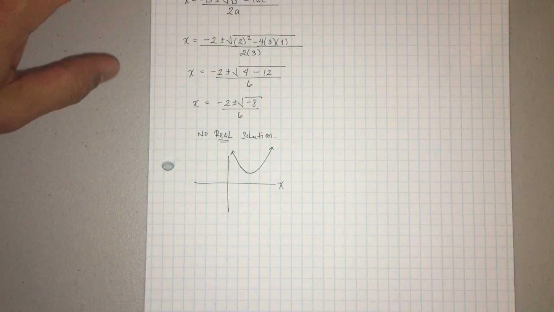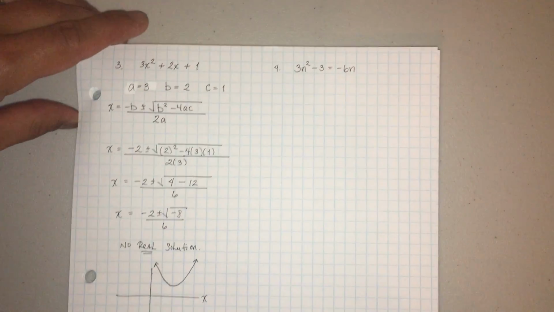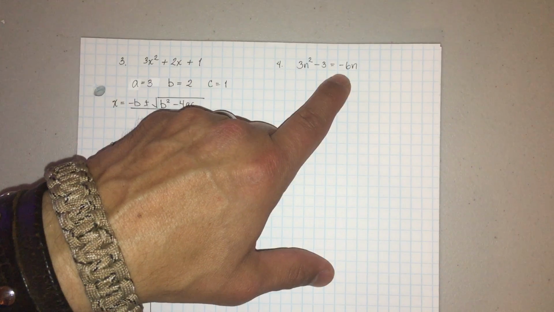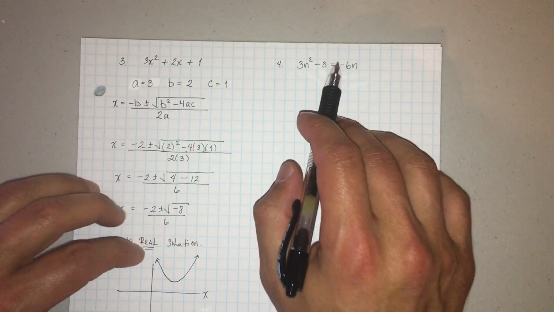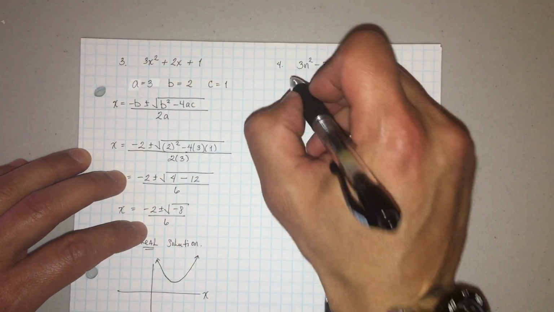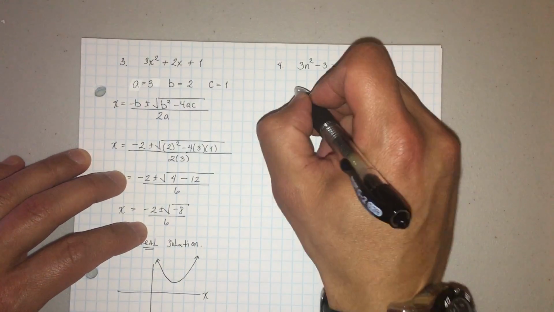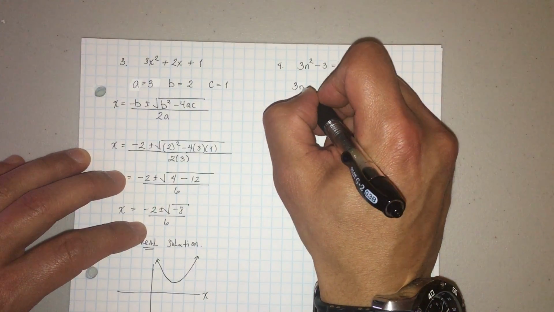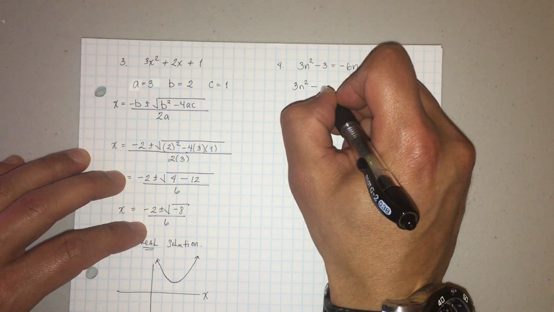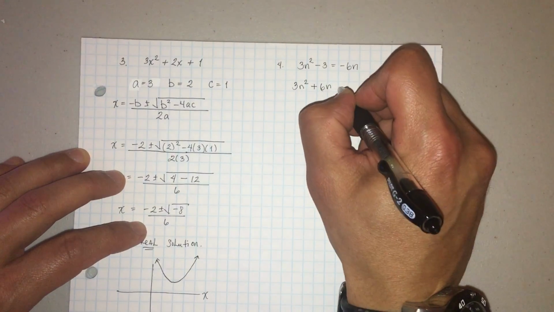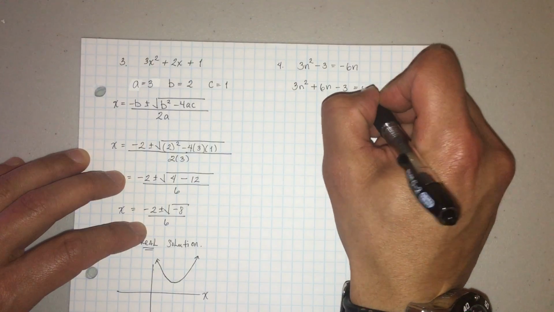Okay. Let's go ahead and do one more. Now, if you notice this one, it is equal to -6n. So I have to go ahead and bring this over to the left, see if I can combine anything. So I get 3n squared. Make sure you put it in order. And then n, and then minus 3 is equal to 0.